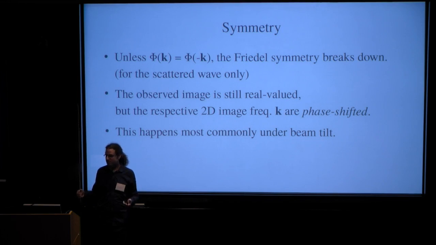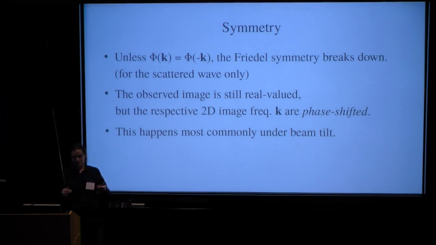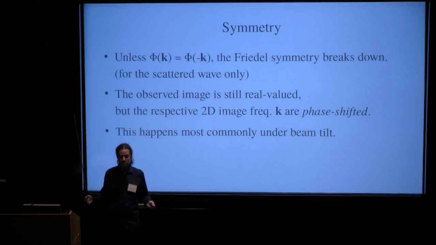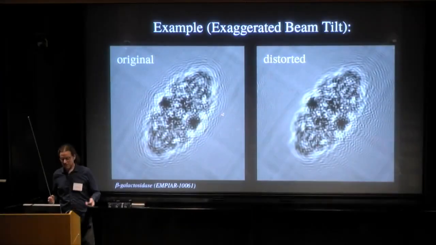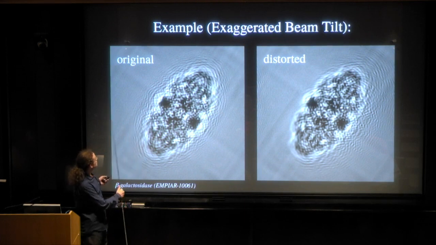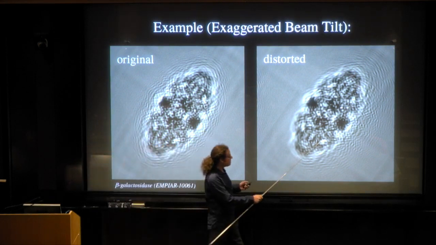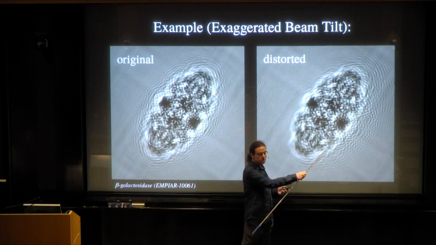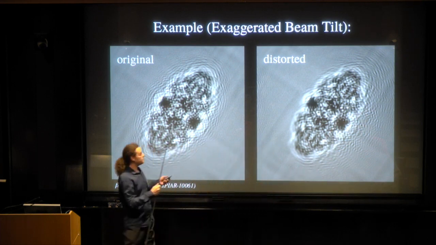Now, this does not make us see imaginary numbers, unfortunately, because the image arises from the interference between the scattered and the unscattered rays. But what it does is it shifts the phases of the respective image waves for frequencies k. And the most common situation we will see this is under a tilted beam, but it's not the only situation. So here an example. To the left, you see a simulated example of a beta gel. On the left, you see the undistorted image, and on the right, you see how the very high frequencies are shifted very much to the right, while the lower frequencies remain unimpaired.